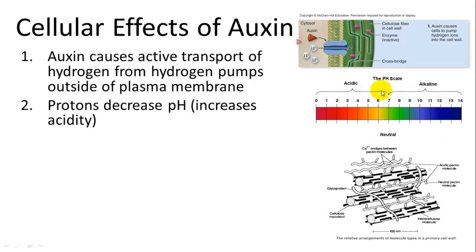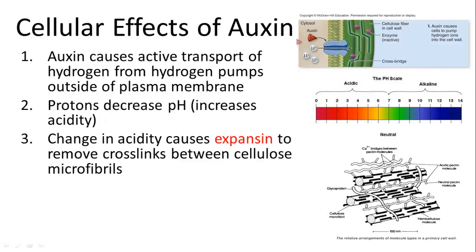What the protons do is they increase the concentration of hydrogen ions, which decreases the pH. Okay, so it causes it to be more acidic. And this increase in acidity causes this enzyme called expansin, so that's what this enzyme is here, to be activated, and it then cuts the cross links between the cellulose microfibrils.